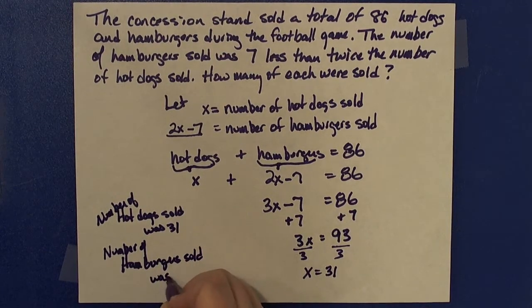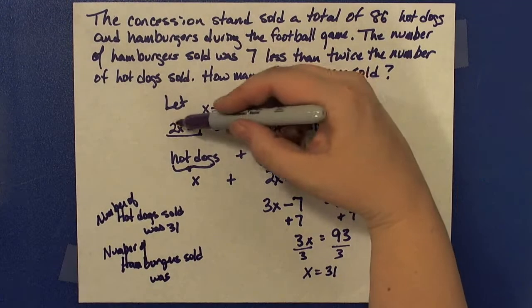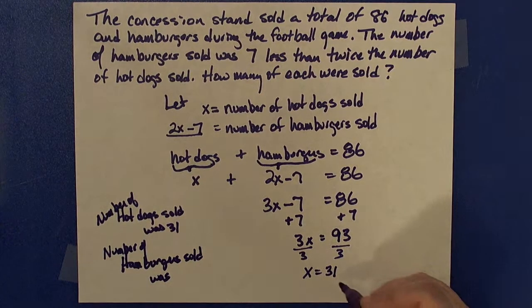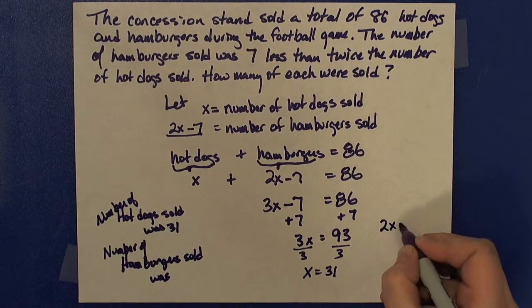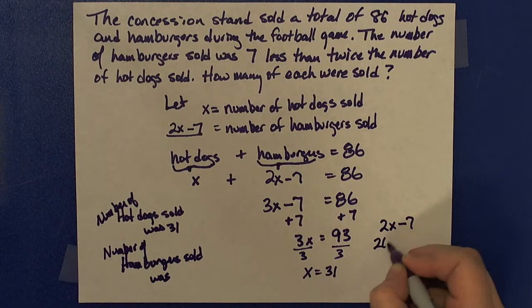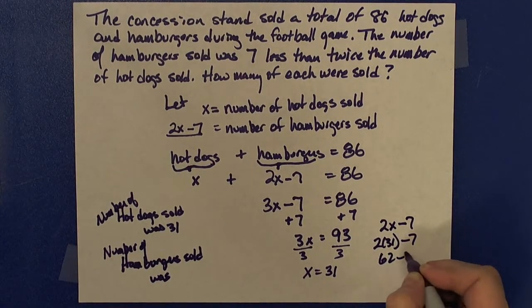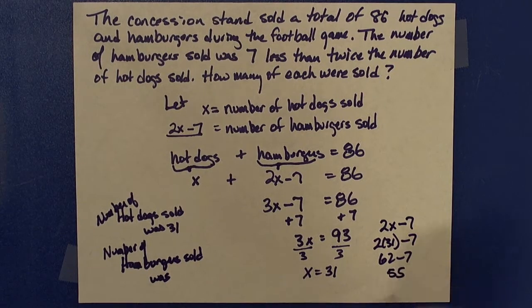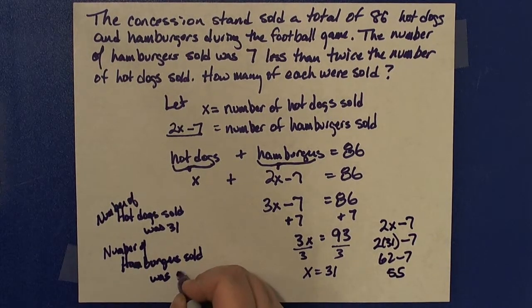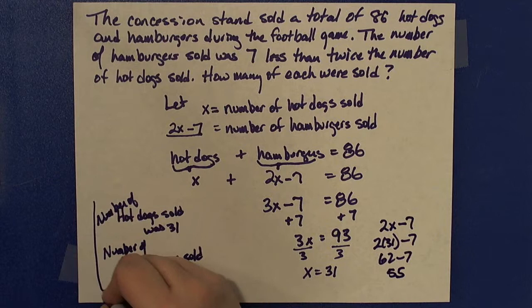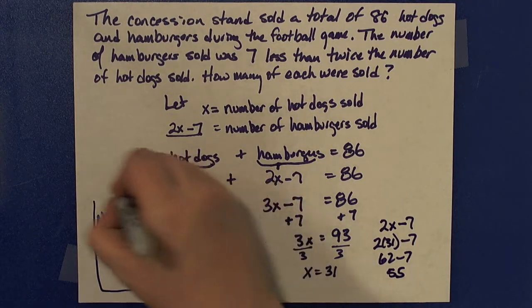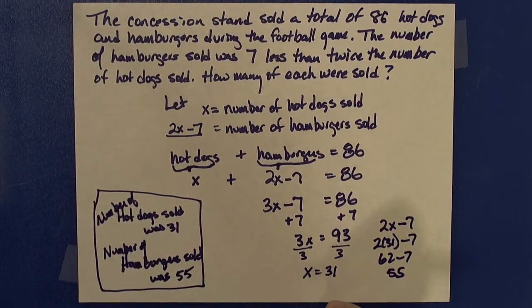And that was, let's see, hamburgers is 2x minus 7. X is 31, so if I have 2x minus 7, and I put in 31 for x, I have 62 minus 7, or 55. So the number of hamburgers sold was 55. So there is my solution. I'm going to box it.